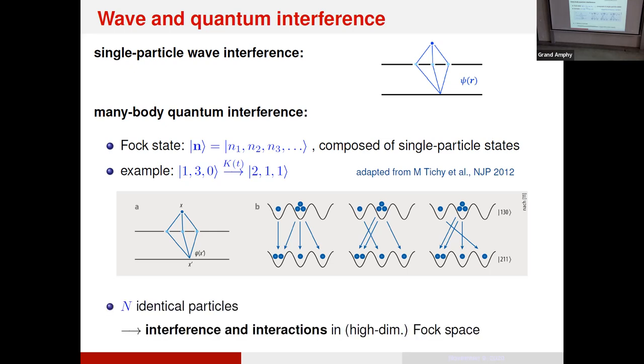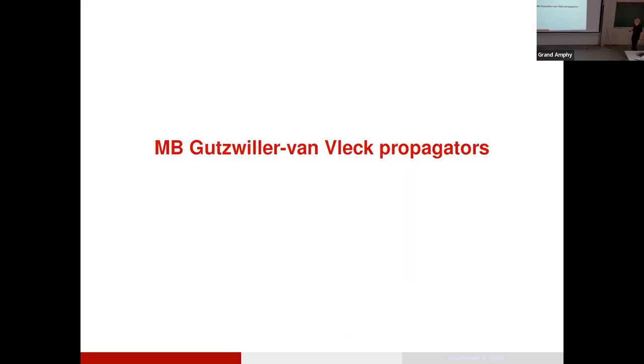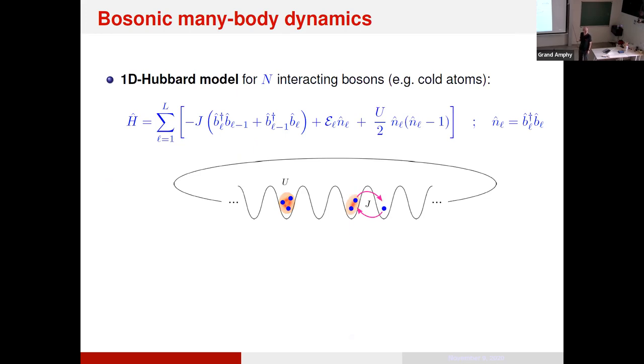And now the issue, of course, is that the interference might be more complicated to compute, because now you have not only each particle interfering with itself, but also with the others. We have true many-body quantum interference later. You might include interactions. You have high-dimensional spaces, and we come back to that. Now, the idea is to generalize the Gutzwiller-van Vleck propagator to the many-body bosonic dynamics.